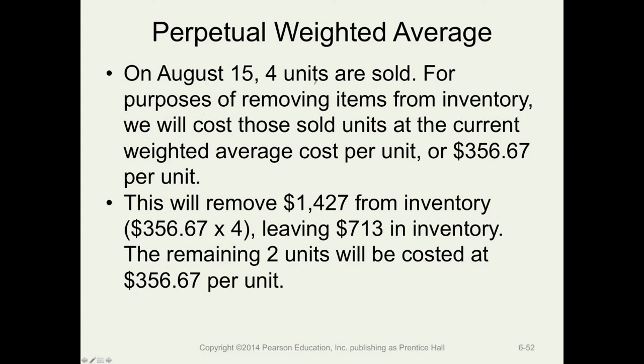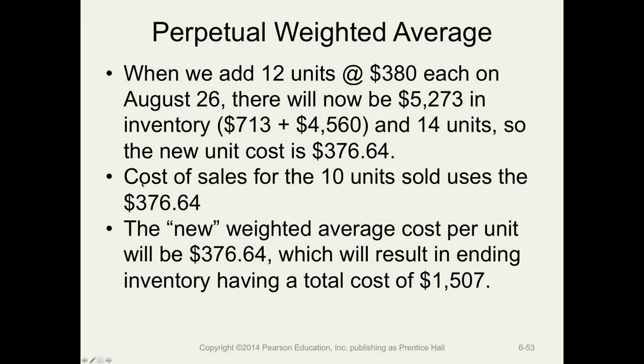Okay, so when you sell 4 units, the price is $356.67, and therefore the cost of those goods that we sold were $1,427. And then the 2 units remaining are still at that unit cost. Then when we buy the 12 units, as I said before, now you've got a new unit cost to calculate. So now you'd have to calculate the new unit cost at that point. The new unit cost, which I'll show you in a moment, will be reflecting the balance that we had on hand plus the dollar value of the new units that we acquire.